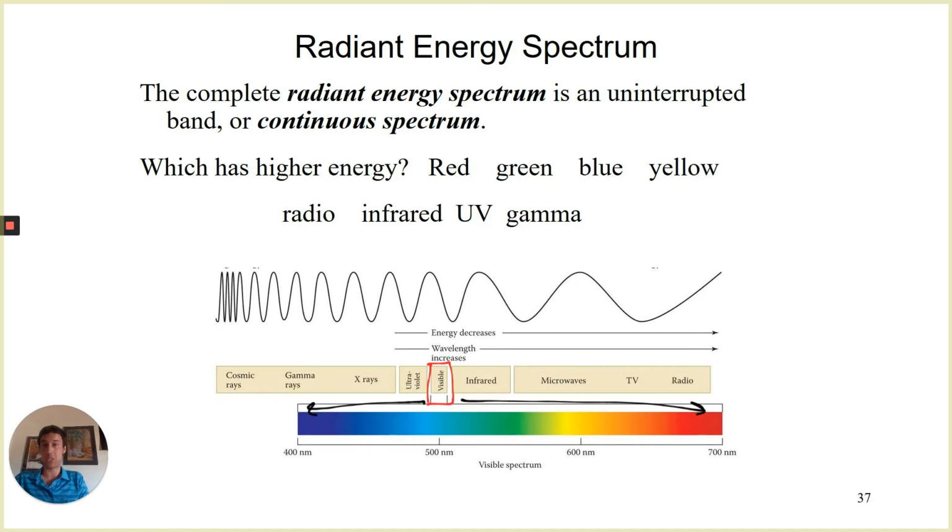So what do I want you to get out of this? Well, I want you to recognize that the visible light spectrum is a tiny section of our radiant energy spectrum. It goes all the way up to cosmic rays at the extreme high energy, and it goes all the way down to radio waves at the extreme low energy. And so we're somewhere in between.